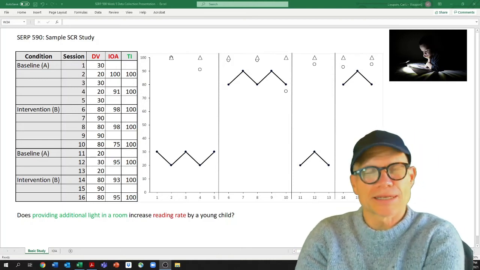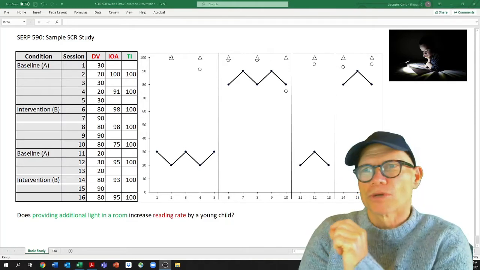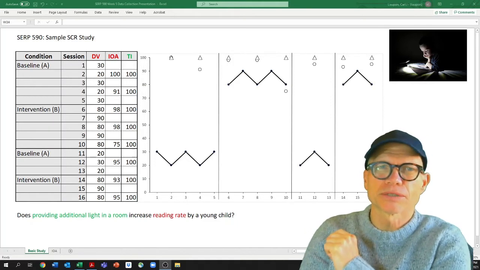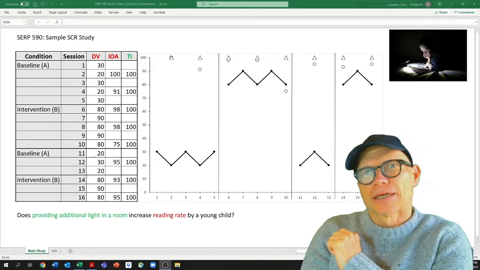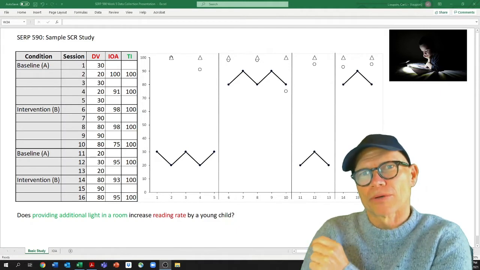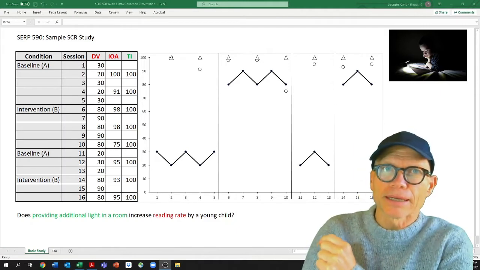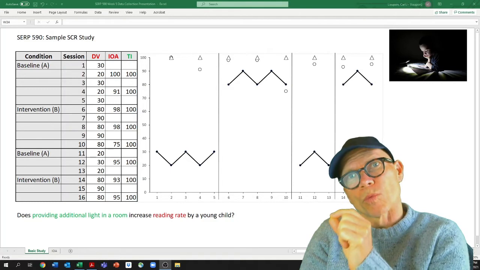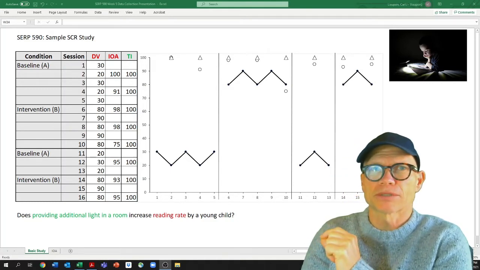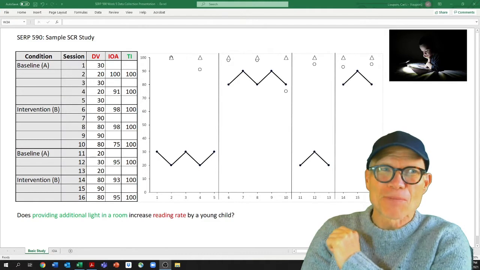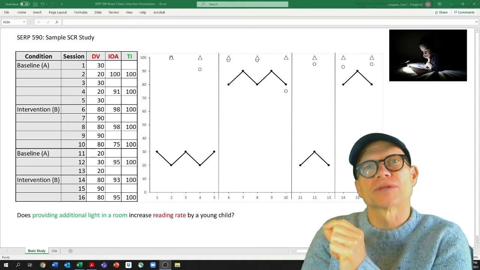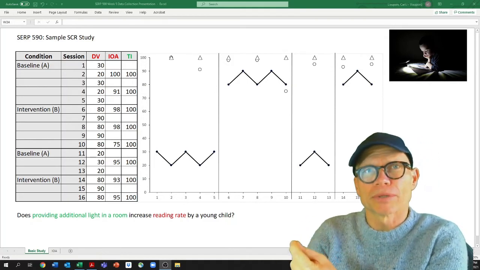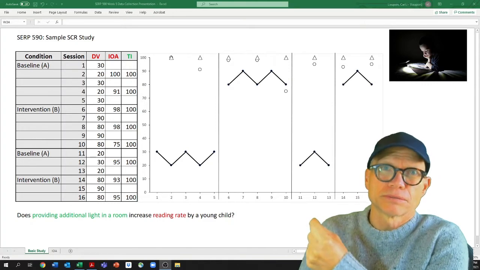This is SERP 590 and I'm going to return to our goofy little sample single case research study to talk today about interobserver reliability and how it's calculated in this case. And then I'm going to help you walk through a couple of the examples in your text because they're a little mind-bending, but I want you to see them because they'll give you additional ideas for how you would do inter-observer reliability in your study.